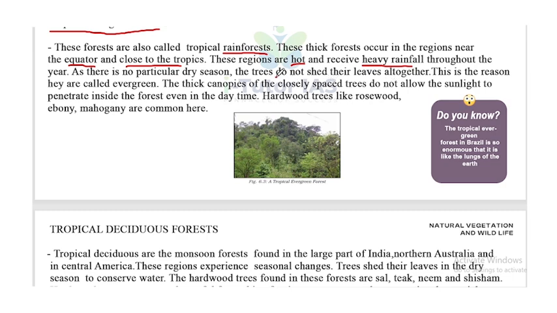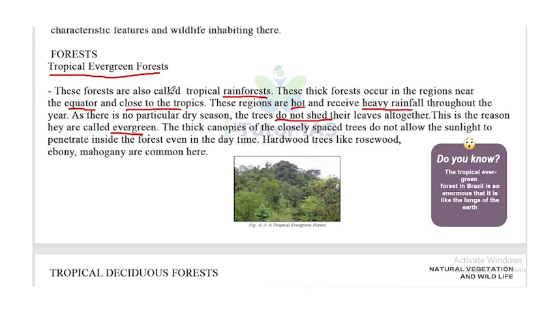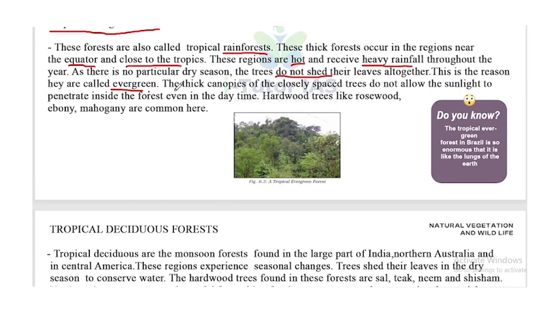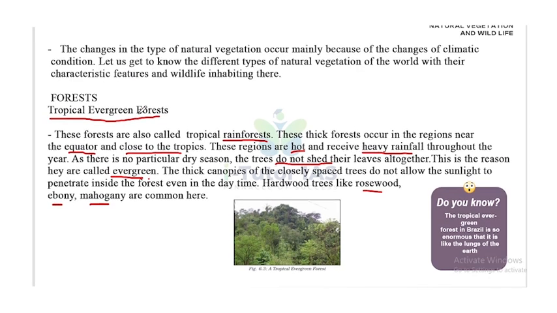This is the reason why they are called evergreen, because all the time they are seen as green in color. The thick canopies of the closely spaced trees do not allow the sunlight to penetrate inside the forest even in the daytime. Hardwood trees like rosewood, ebony, mahogany are common trees here. That's about the tropical evergreen forest or tropical rainforest.